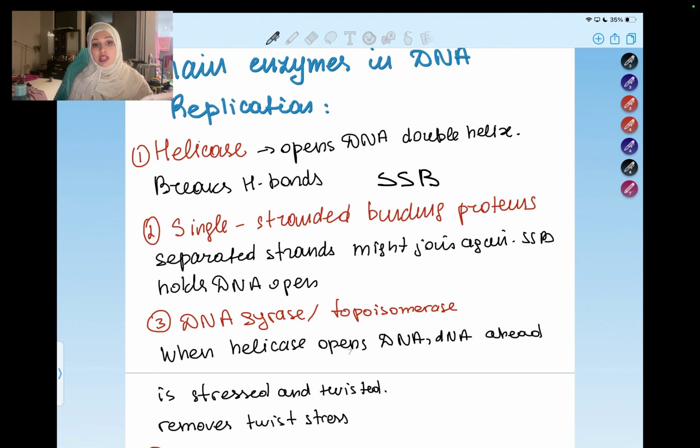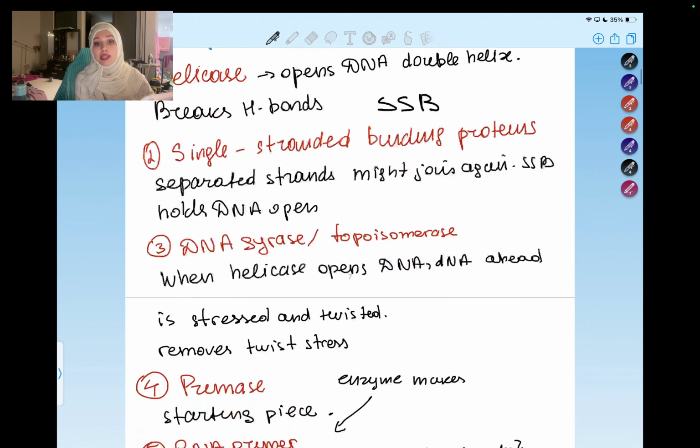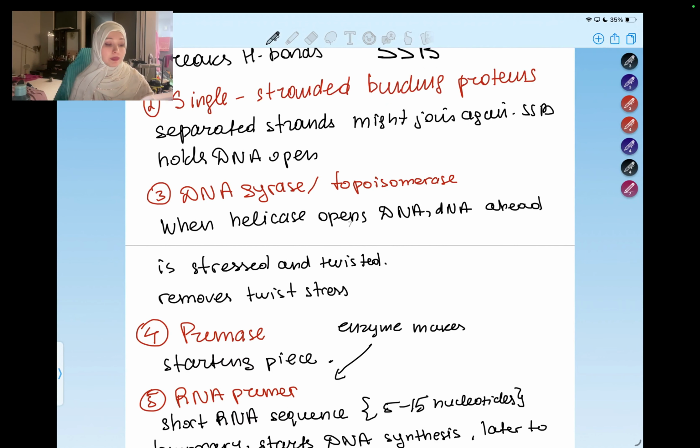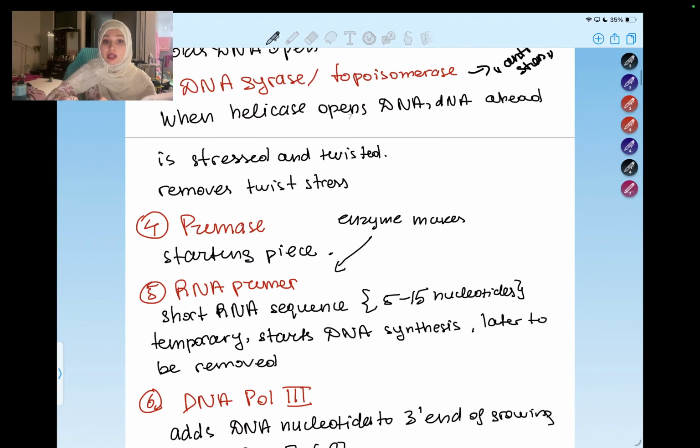Then we have DNA gyrase, or we can also call it topoisomerase. When helicase opens DNA, the DNA ahead of it is twisted and stressed, and this enzyme removes the twist stress. We can remember this enzyme as an anti-stress enzyme, which helps release the stress. Then we have primase, which makes a starting piece.